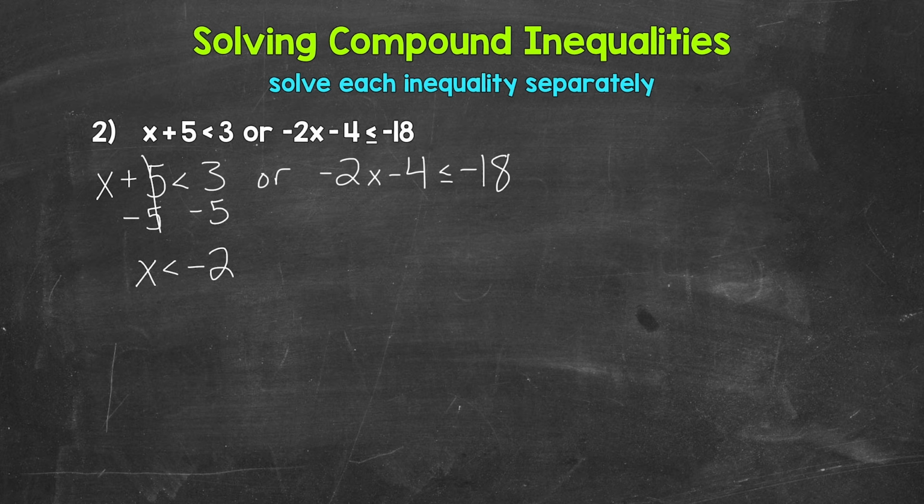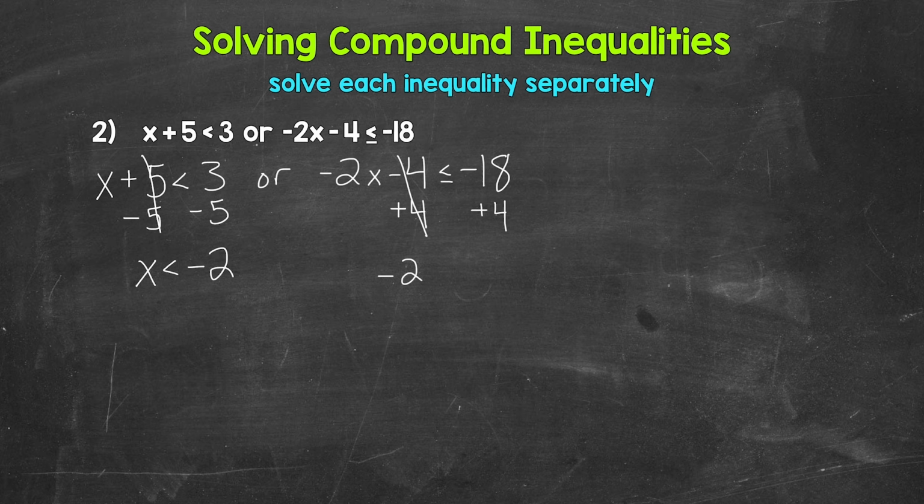Now we need to solve negative 2x minus 4 is less than or equal to negative 18. We need to undo the subtraction first. The inverse operation of subtraction is addition, so we need to add 4 to the left side. That means we need to add 4 to the right side as well. So the 4's on the left cancel each other out.